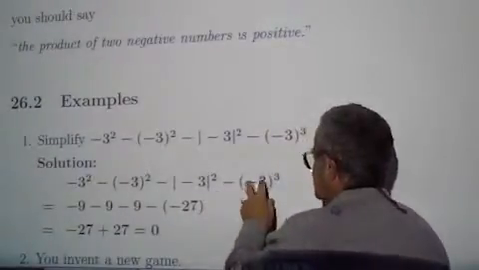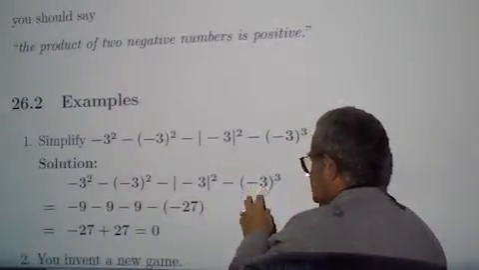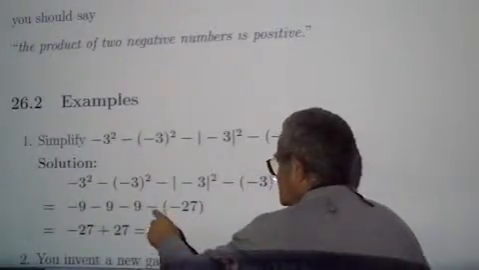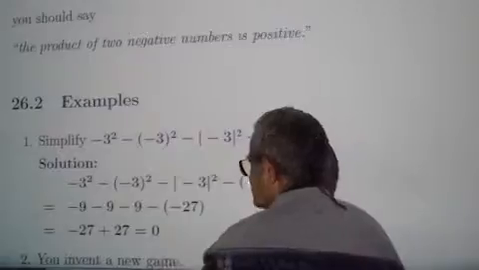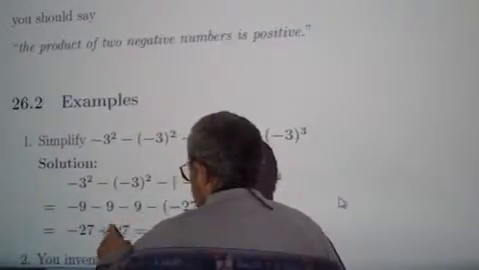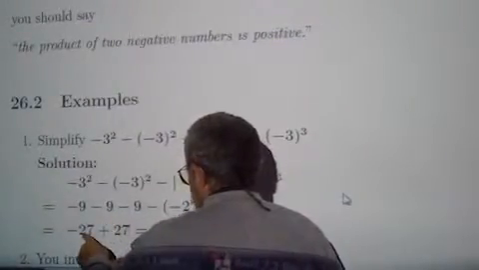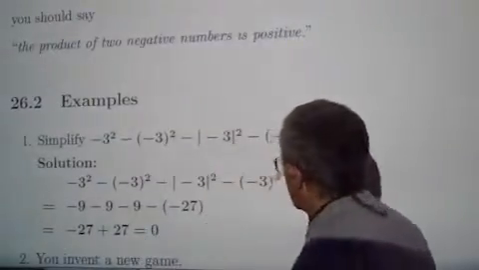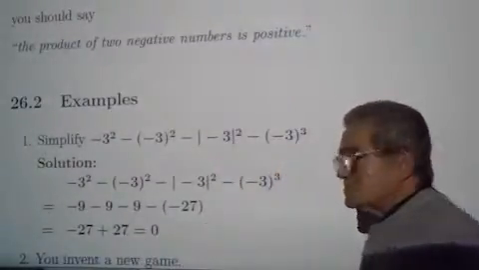Minus negative 3 times negative 3 is positive 9, times another negative 3 is negative 27, which we are subtracting. So we got 1, 2, 3 times negative 3, that's negative 27, plus negative 27, or 0. So we write all this for 0.